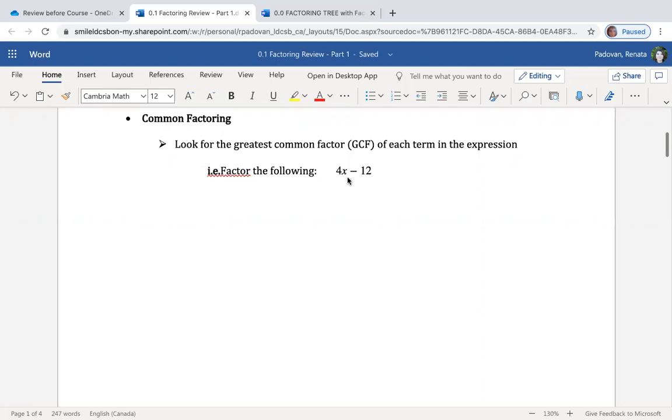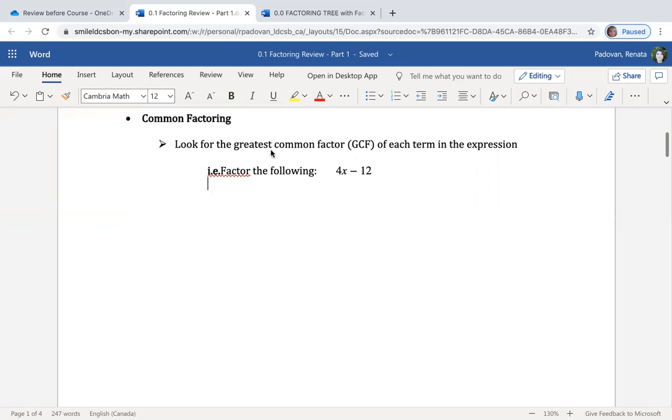Meaning, is there something common between the 4x and the 12? If I look at the variables, there's an x here and there's no variable here. So that's not common to both terms, so I can't pull out a variable. Now, number-wise, what's common to both the 4 and the 12? For example, a 2 is common, right? If I was to skip count by 2's, or take 4 divided by 2, I would get a whole number. And negative 12 divided by 2, I would get a whole number. We don't want decimals. If I get whole numbers, that means that I can factor that number out.